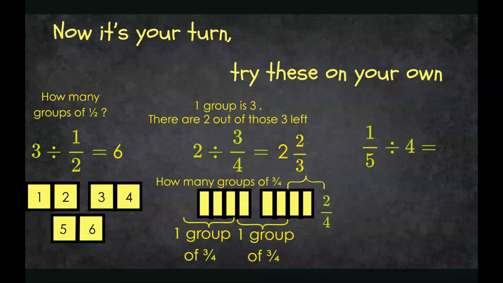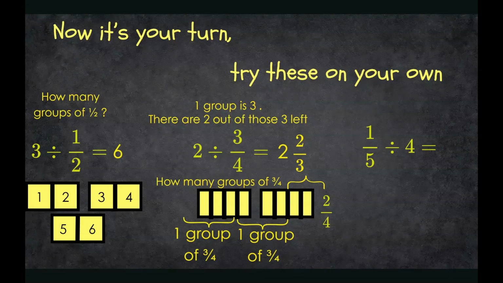The biggest mistake that students will make on this question is they'll say 2 and 2/4. Got to keep in mind what was the size of one whole group. One whole group was 3, and we have 2 out of those 3 left. So we had 2/3 left over.